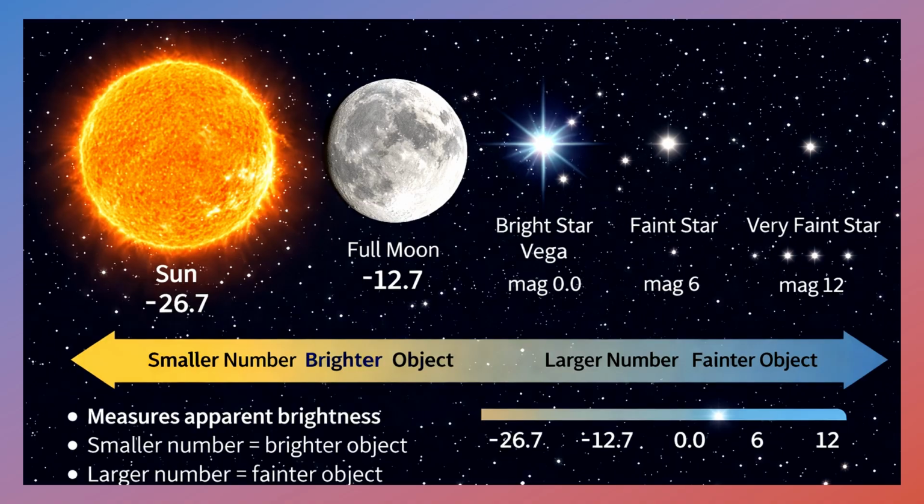Astronomers describe brightness using the magnitude system. This is an apparent brightness scale, meaning it describes how bright objects appear from Earth. The scale is inverted. Smaller or negative numbers indicate brighter objects, while larger numbers indicate fainter ones. It is also logarithmic, so each step in magnitude represents a constant ratio of brightness rather than a linear change.